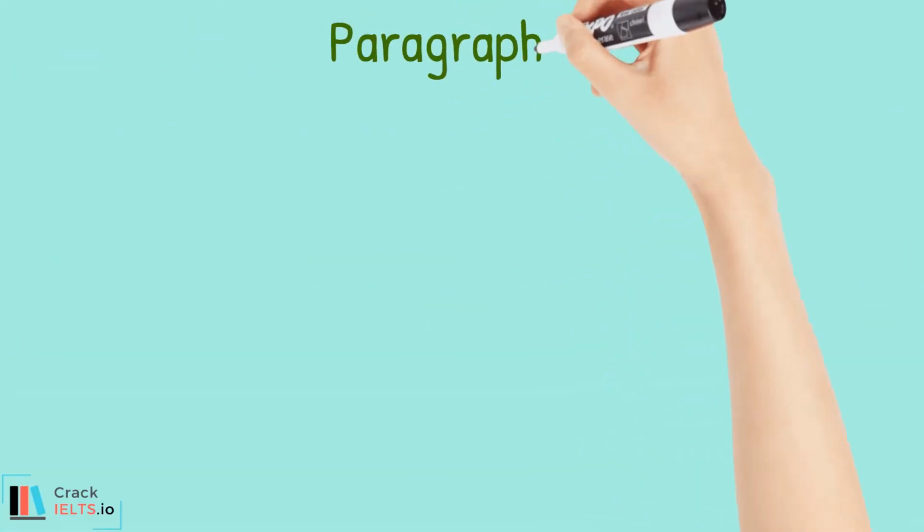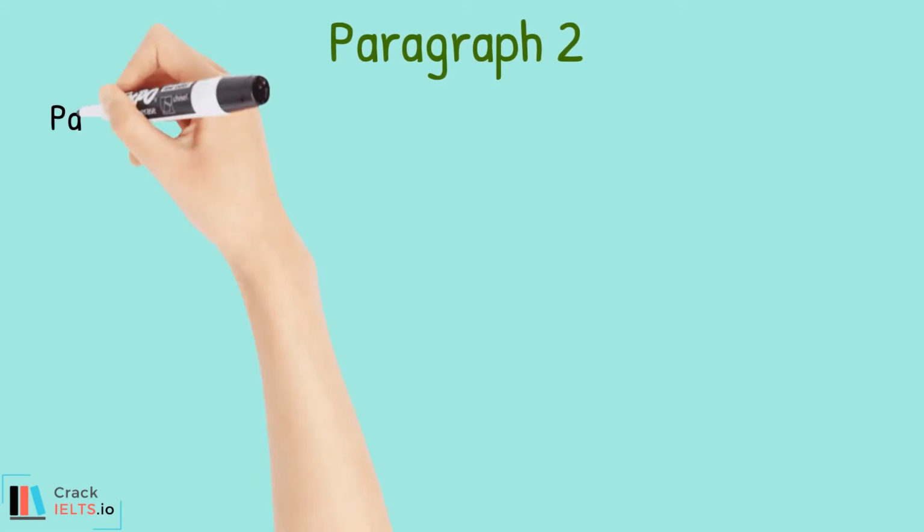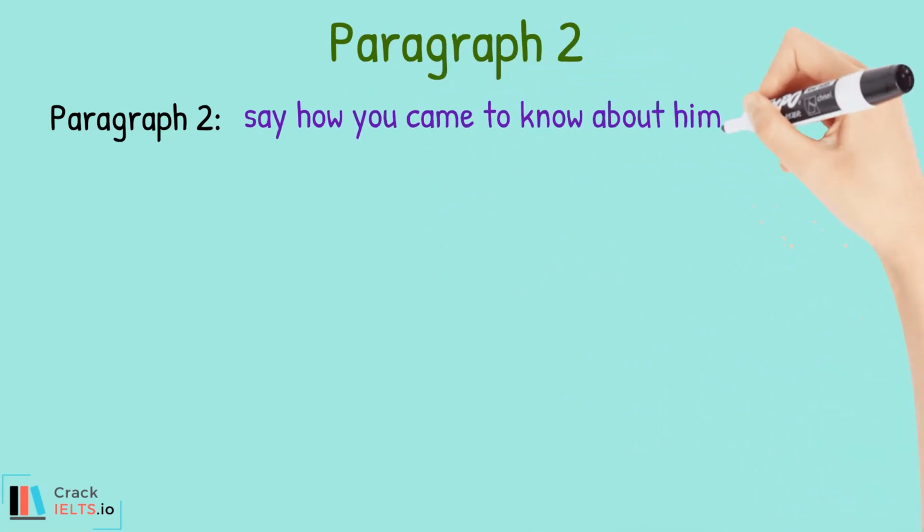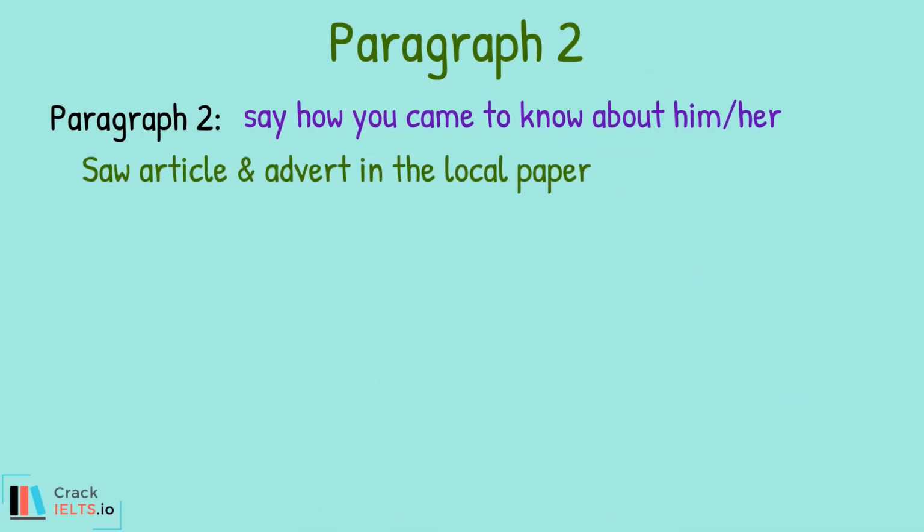Next is paragraph 2. In the second paragraph, you write about bullet point 1. Remember to keep the language formal for this question. Aim for around 50 words for each of paragraphs 2, 3 and 4. Paragraph 2, say how you came to know about him or her, stated in bullet point 1. The ideas that we noted earlier were saw article and advert in local paper. You could write something like this.